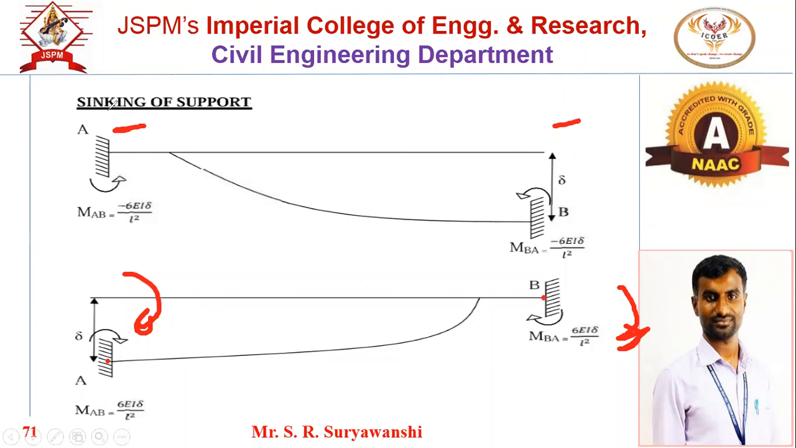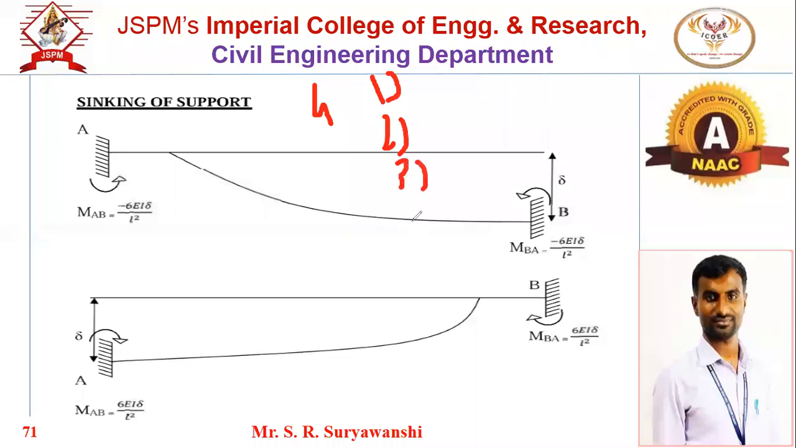And this is the only point that we have to remember in case of the analysis of a beam with settlement in the moment distribution method. Now we know there are 4 steps to follow in the moment distribution method. So what are the 4 steps? Step 1, step 2, 3 and 4.